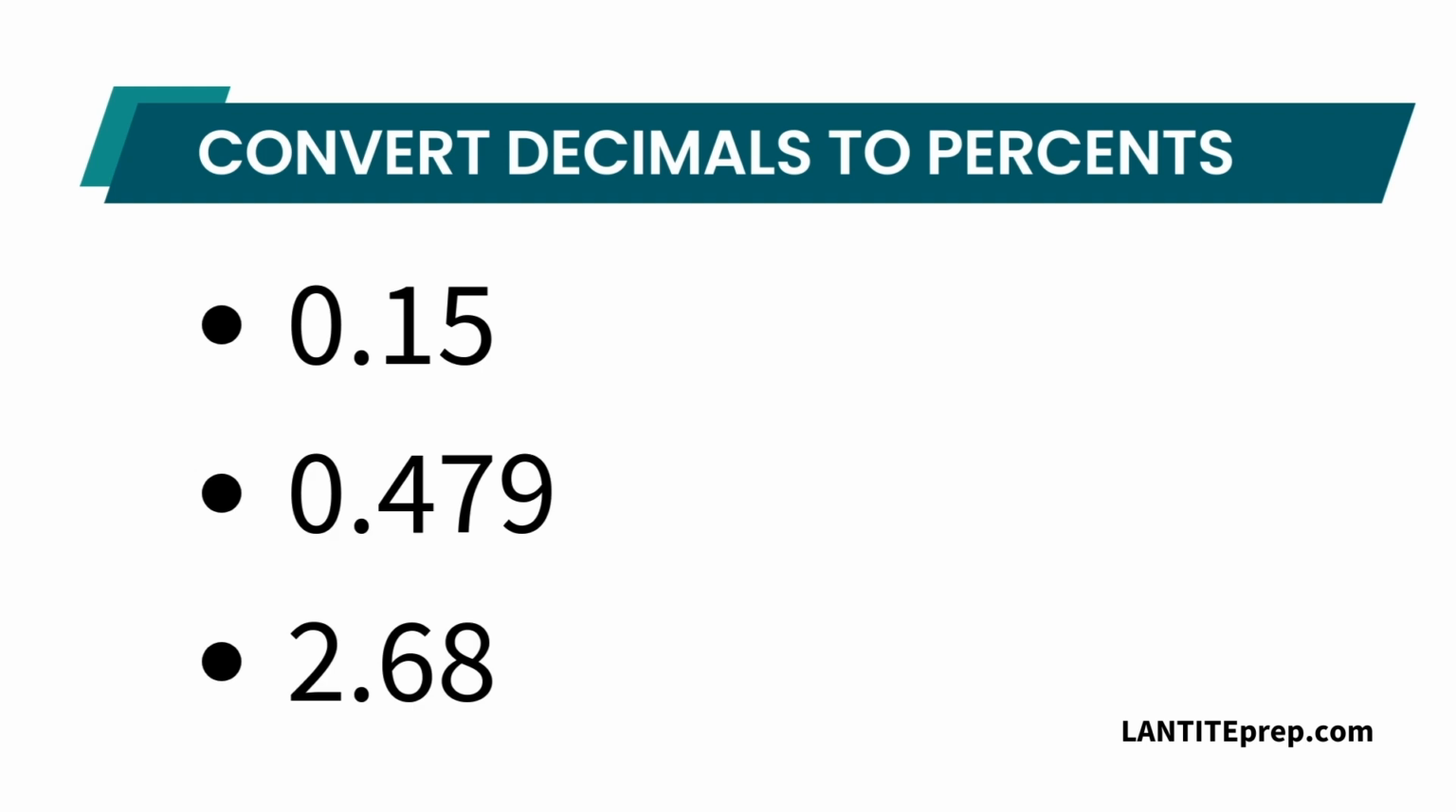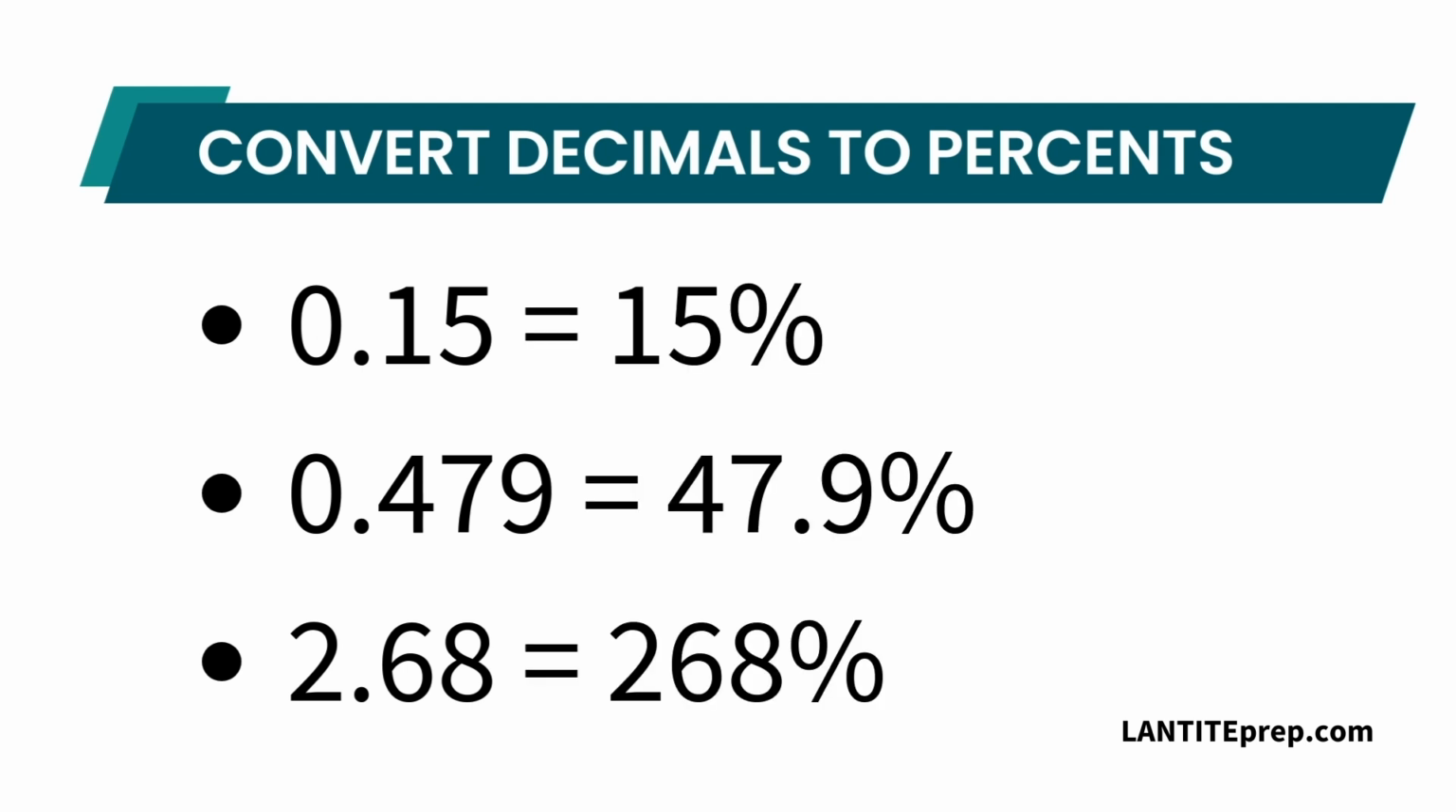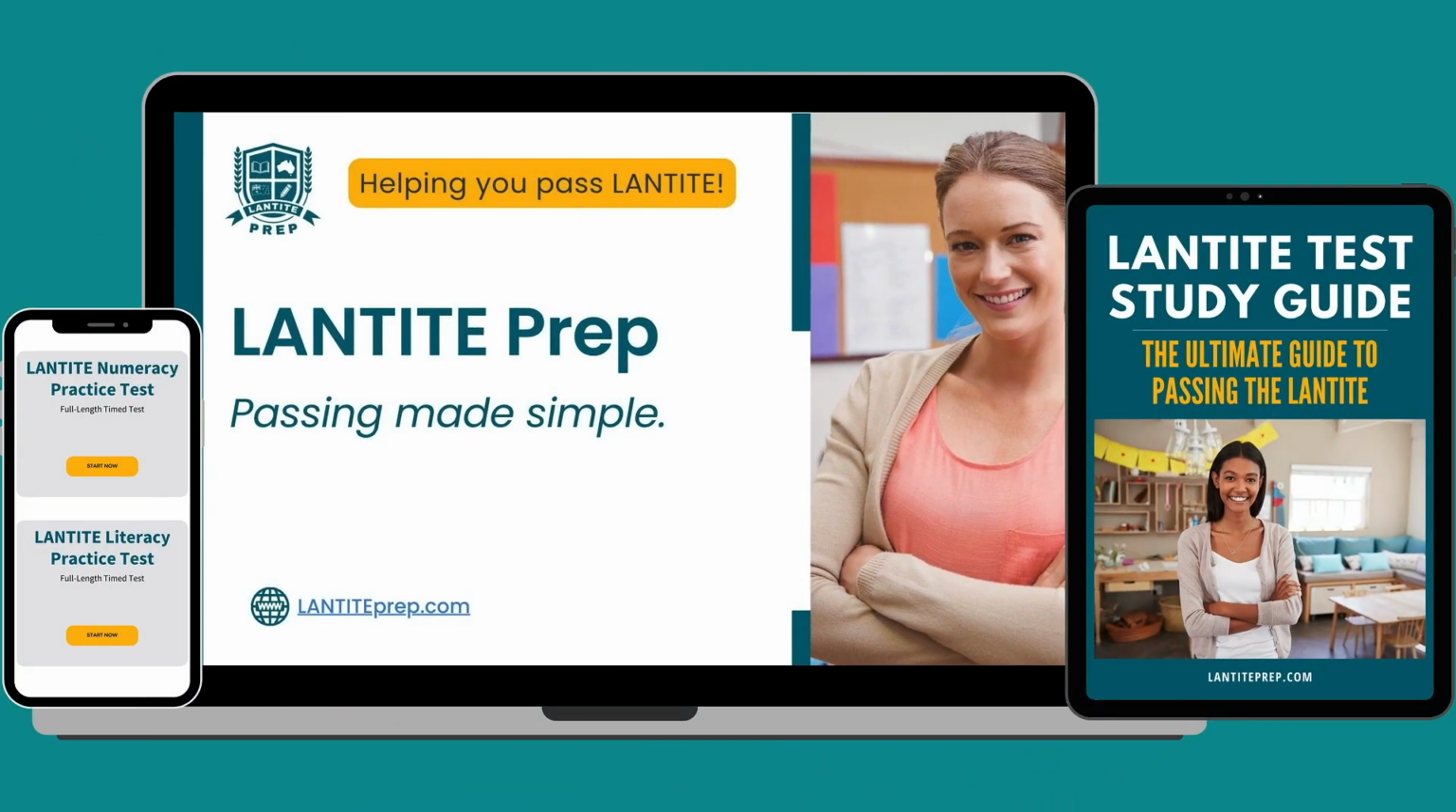Take a moment here to pause the video and convert these 3 decimals into percents. Great, using what we've just learned, the solutions would look like the following. 0.15 converts to 15%, 0.479 converts to 47.9%, and 2.68 converts to 268%. Conversions are an important part of the math section of your LANTITE exam.